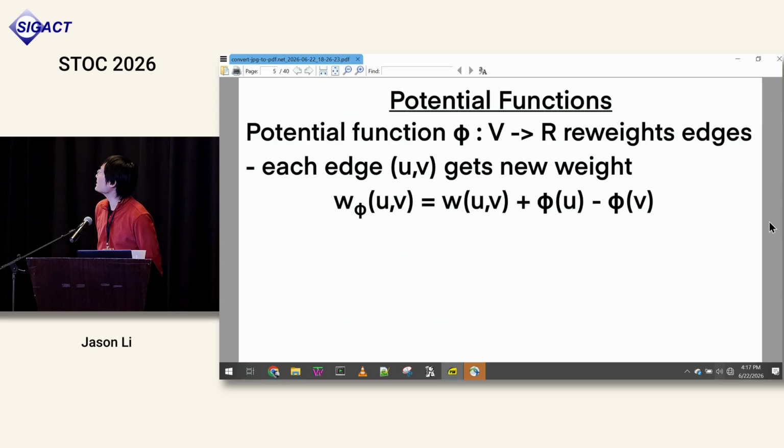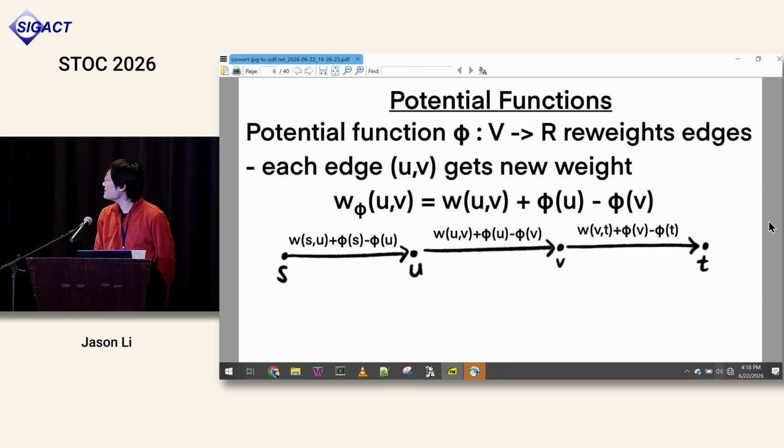Okay, so let's begin with potential functions. A potential function is a function on the vertices. Every vertex gets a real value that reweights the edges, so that every edge gets a new weight equal to the old weight plus the value at the tail minus the value at the head.